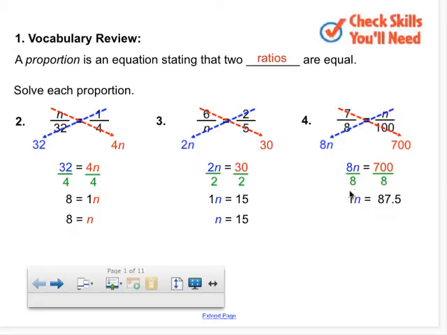87.5. I have 1n equals 87.5, and then anything times 1 is just itself, so n equals 87 and 5/10. Okay? Any questions? We're good. Easy. This is easy stuff. I've gone over cross product with you guys like 4 or 5 times this year. Okay, now we're going to see how we're going to use this to solve percentages.